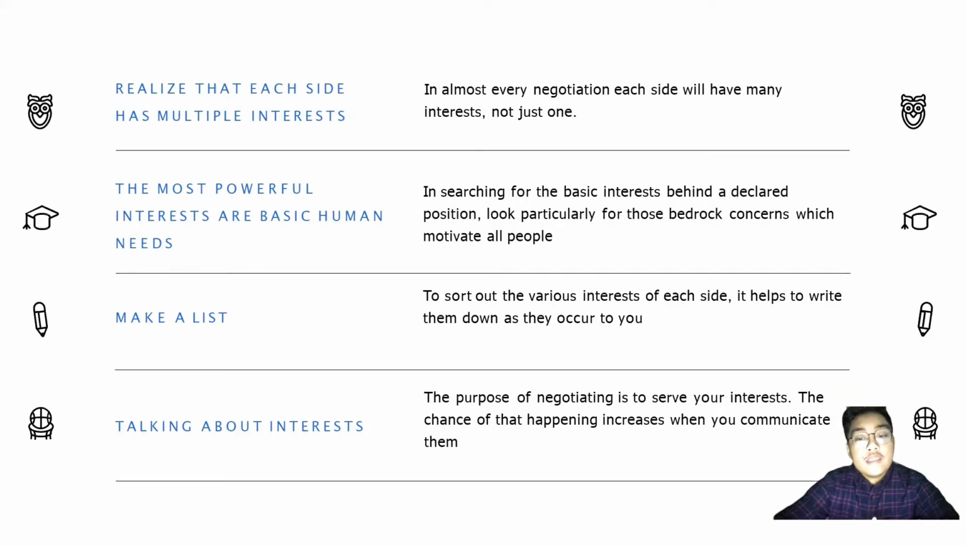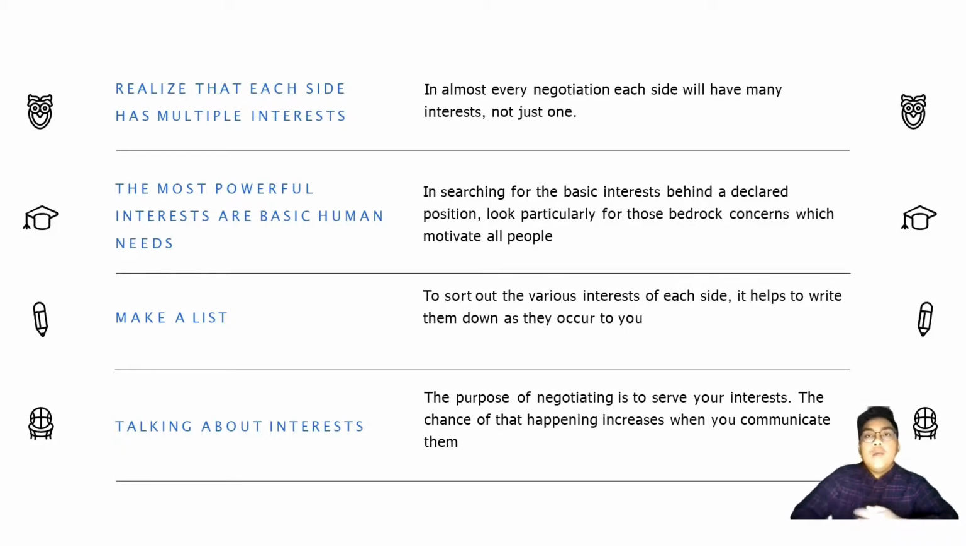The third one is to make a list to sort out the various interests of each side. It helps to write them down as they occur to you. This will not only help you to remember them, it will also enable you to improve the quality of your assessment as you learn new information and to place interests in their estimated order of importance. The fourth one is to talk about your interest. The purpose of negotiating is to serve your interest. The chance of that happening improves if you explain your interest to the other party.